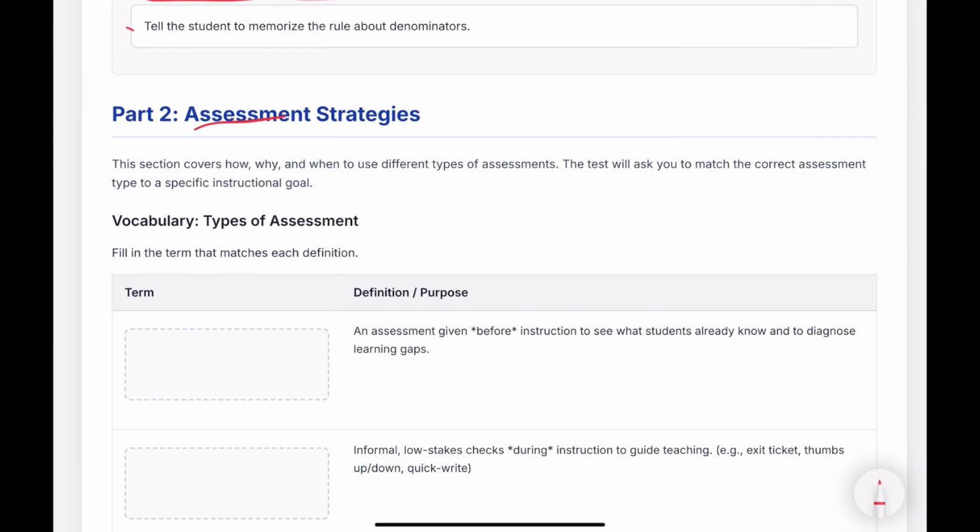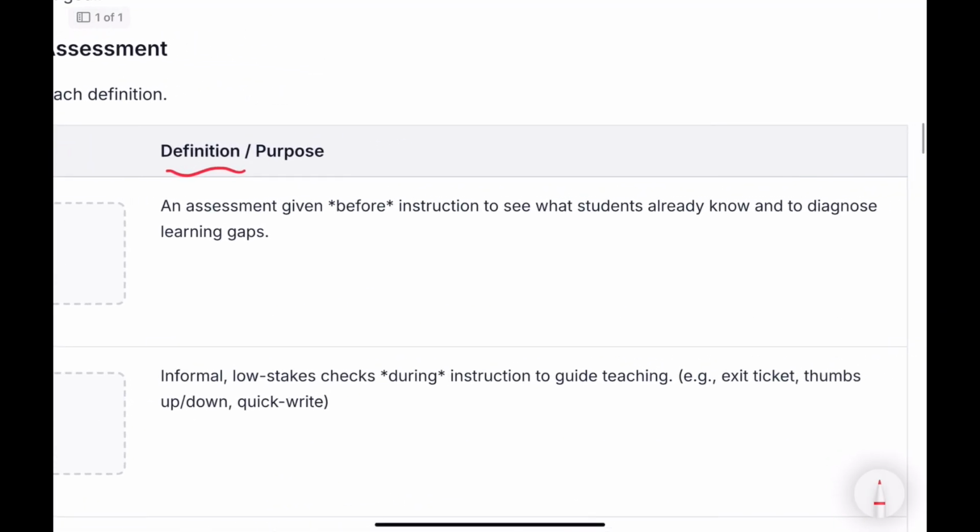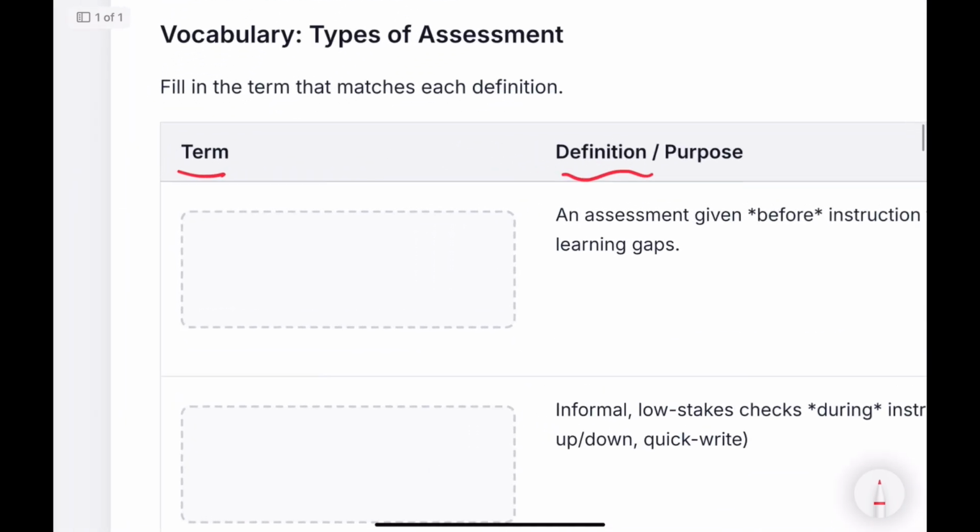Let's get into this. This section is going to cover how and why and when to use different types of assessments. So it means that you're going to need to know each of the types. What we're going to do here is I'll start by reading the definition, and if you think you know the answer, make sure to write in the term. So the first one reads, an assessment given before instruction to see what students need to know and to diagnose learning gaps. Do you recall what that is?